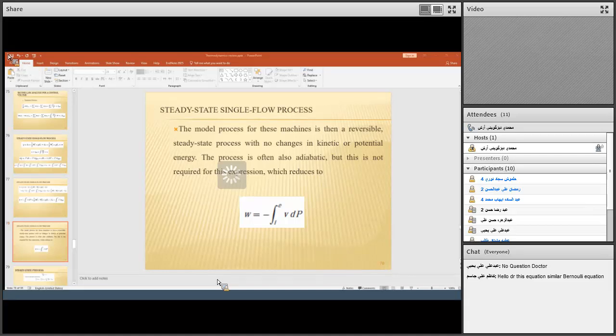This is the same as the Bernoulli equation. The Bernoulli equation is an equation in which we don't consider friction or irreversible processes, and all the processes are ideal. So if we neglect those effects, this equation can be converted to the Bernoulli equation.